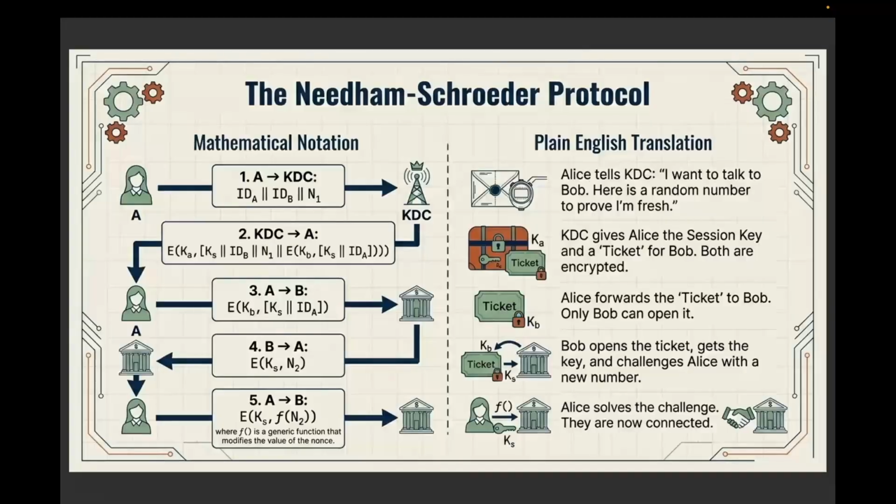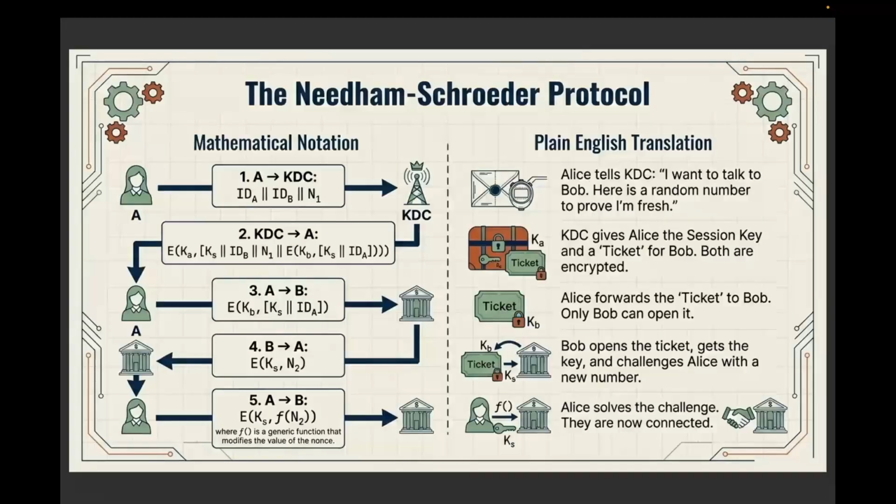So as this protocol uses a KDC and symmetric keys, the first step is that Alice will send a request to the KDC saying I want to talk to Bob, and includes a nonce, which is a random number to prove freshness. In step 2, the KDC will generate a session key and send two things back to Alice: the session key encrypted with Alice's master key, as well as a ticket for Bob encrypted with Bob's master key.